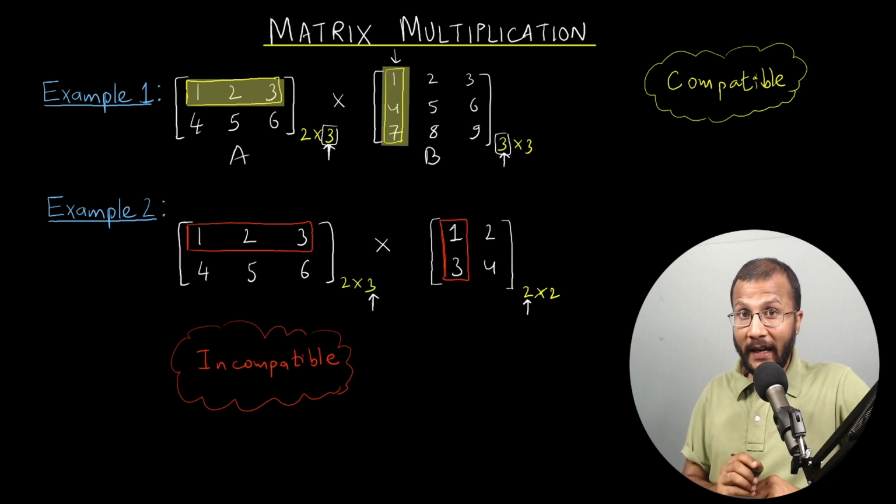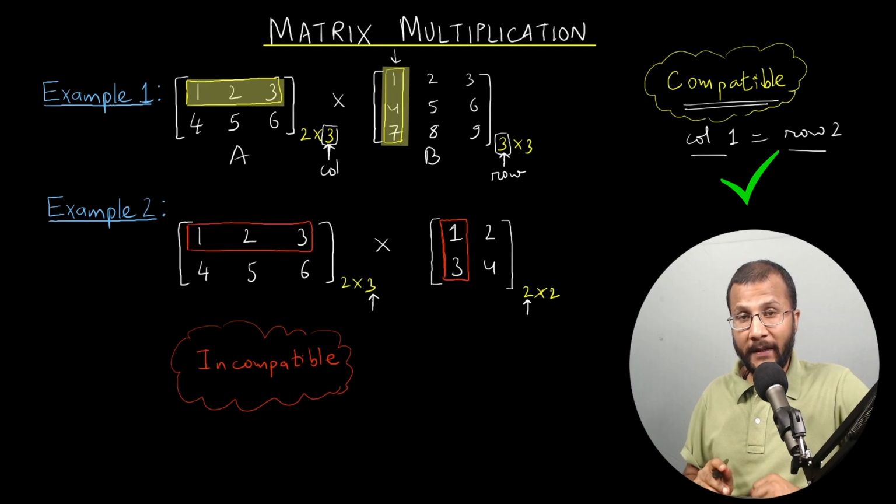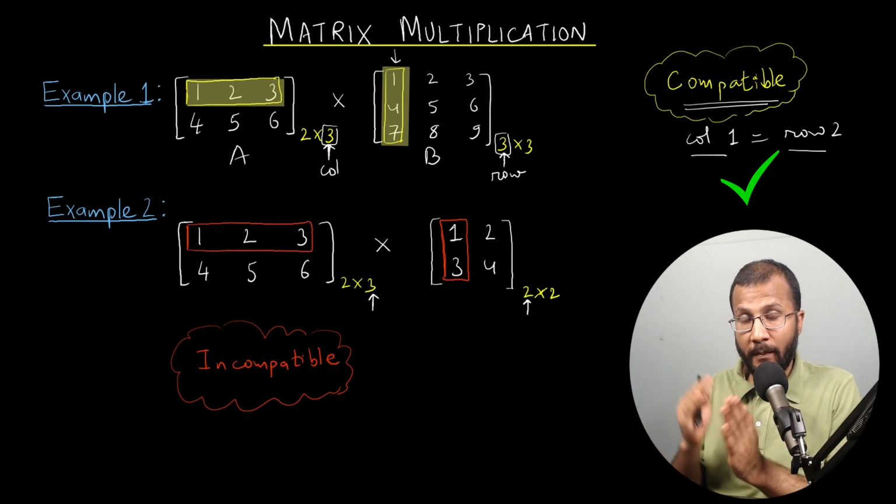Now in order to multiply matrix A and matrix B, the number of columns in matrix A, that is 3, should be equal to the number of rows in matrix B, that is also 3. Whenever the number of columns in the first matrix is equal to the number of rows in the second matrix, you say that the matrix multiplication is compatible. That means you can actually multiply these two matrices because the corresponding elements match in size.